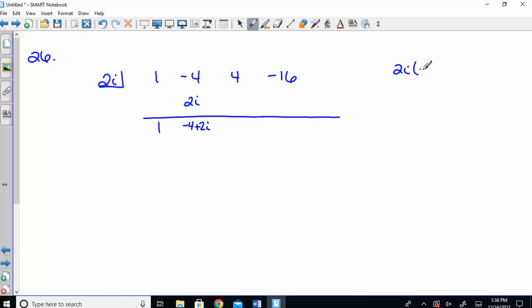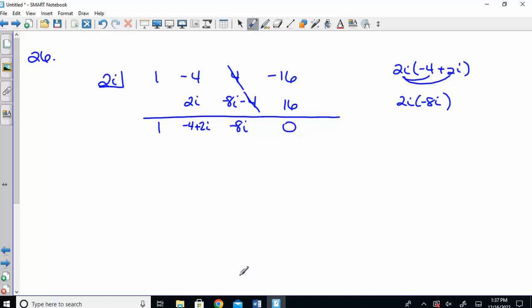Okay, now you're multiplying. You're taking 2i times negative 4 plus 2i. So 2i times negative 4 is negative 8i. 2i times 2i is 4i squared, which is negative 4. When you add, those 4's cancel, and we just get negative 8i. So now we do 2i times negative 8i, negative 16i squared, which is positive 16.